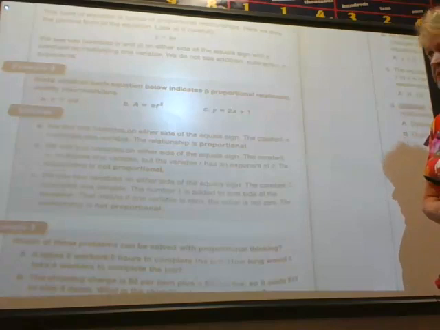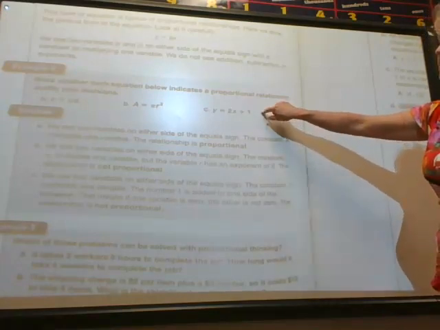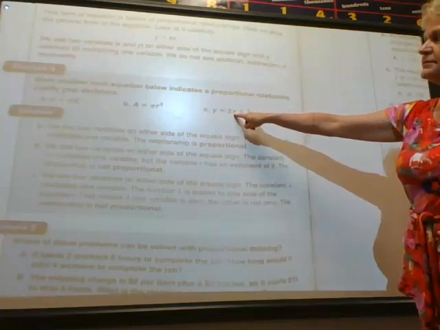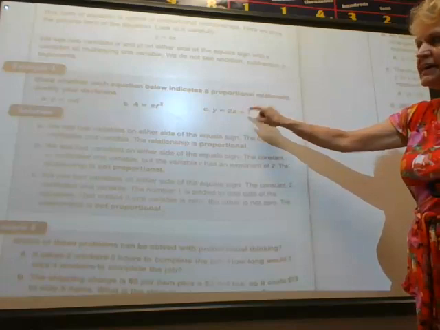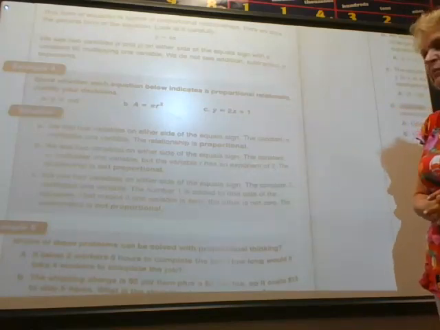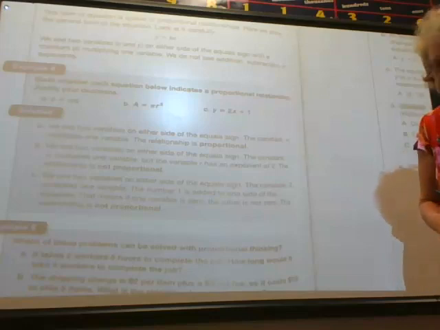So there's no way that's proportional. And then this one, if we plugged in 0, 2 times 0 plus 1 would be 1. So we're not getting 0, 0. So it's not proportional, okay? So that is that. Let's see about example 5.